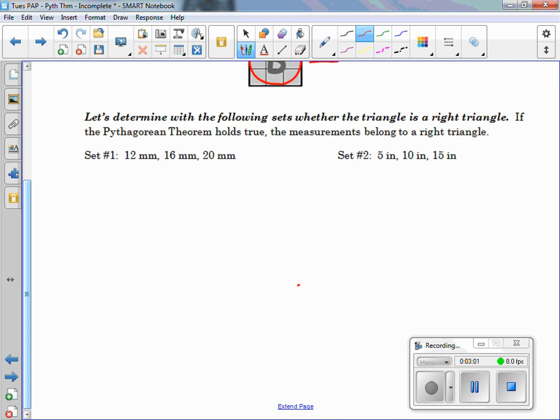So today is just about practicing and making sure we all got it. So let's determine with the following sets whether the triangle is a right triangle. If the Pythagorean theorem works, the measurements make a right triangle. So the first thing you always need to do is identify your hypotenuse. You should know which one that is because it's always the longest side. So we've got a squared plus b squared equals c squared. I'm going to put 12 in for A. It doesn't matter which one goes in for A and B. 16 in for B, and 20 in for C.